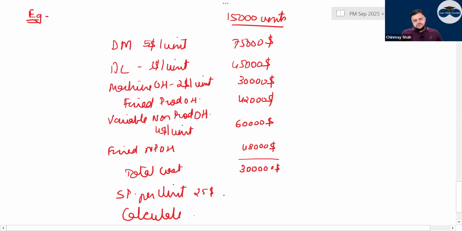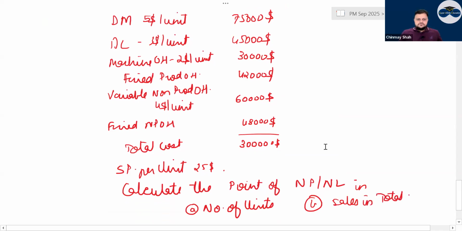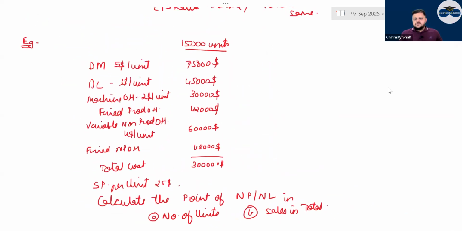Calculate the point of no gain or no profit, no loss. सुनो एक मिनट. In A, number of units, and B, sales in total. Correct? Can we do this? देखो जरा. Yes or no? Yes, sir.